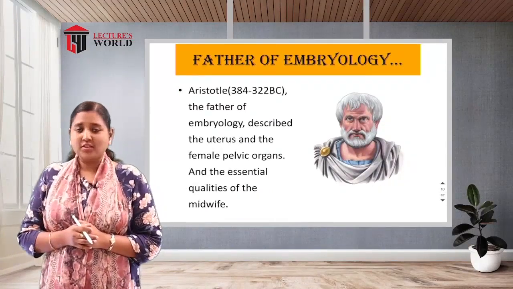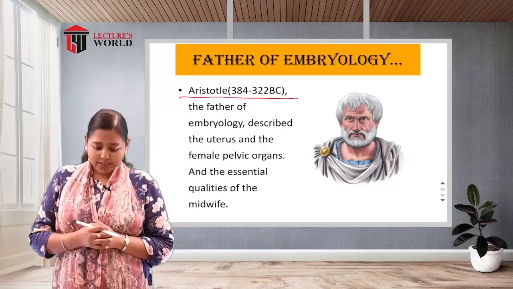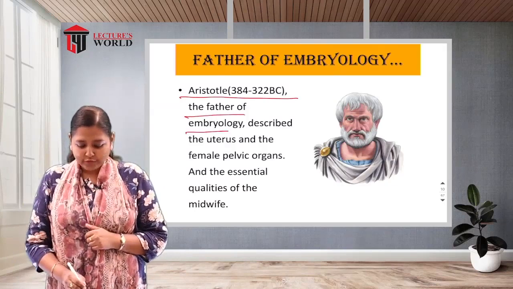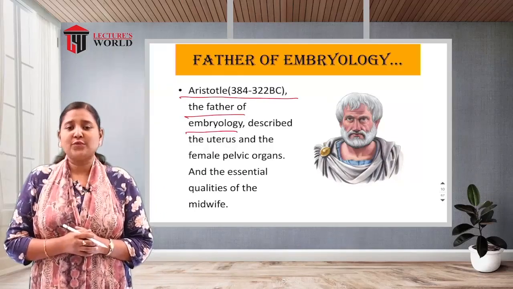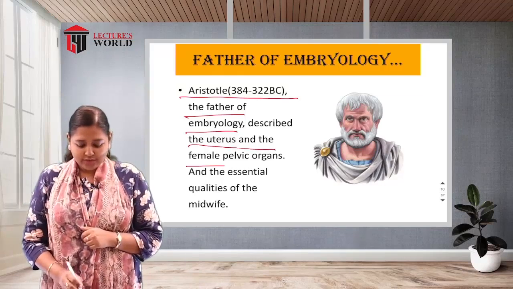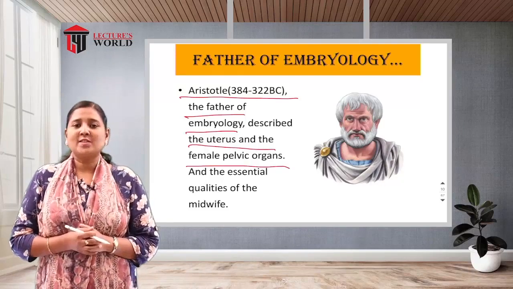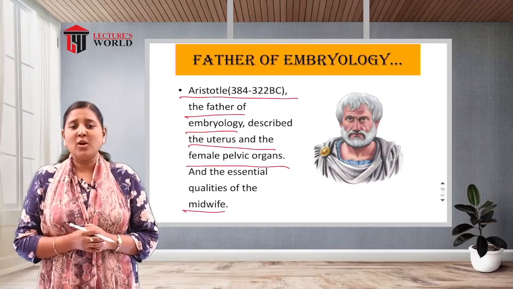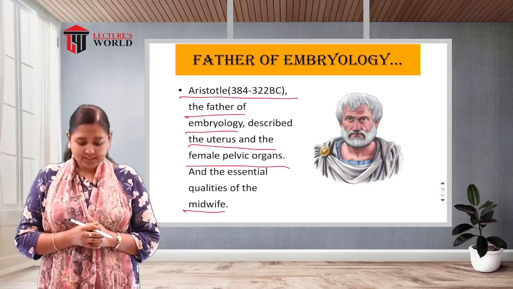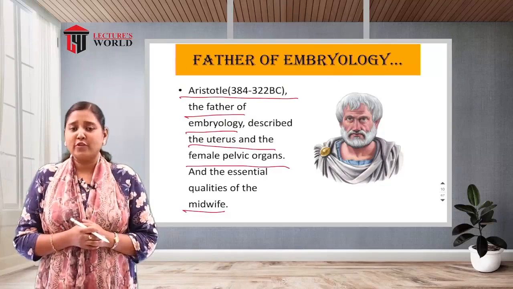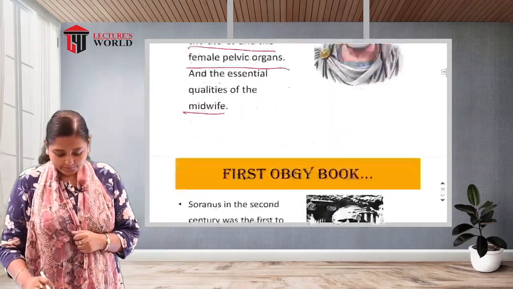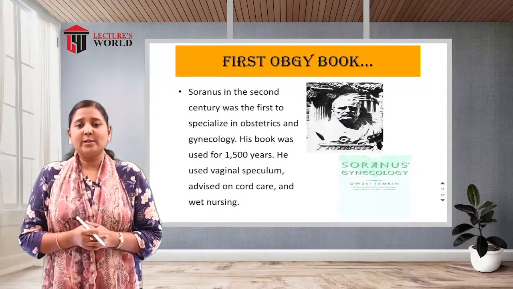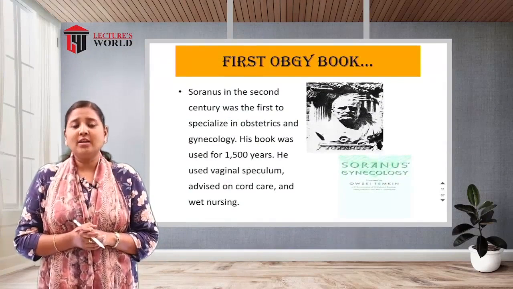And next in the history came Aristotle, in the period of 384 to 322 BC, and he was called the father of embryology. This person first described the uterus and the female pelvic organs, and he gave the essential qualities of a midwife. He said, if you want to be considered a midwife, what qualities you should possess. Those are the things emphasized by the father of embryology, Aristotle. During the Hippocrates period and the Aristotle period, there were no specific books to learn about obstetrics.